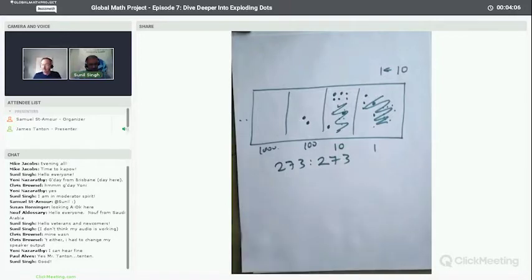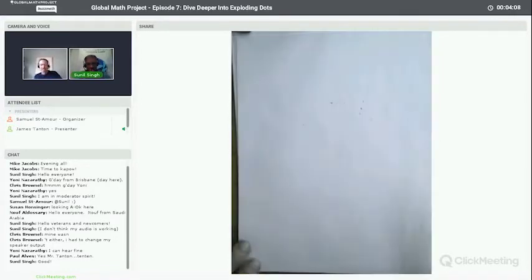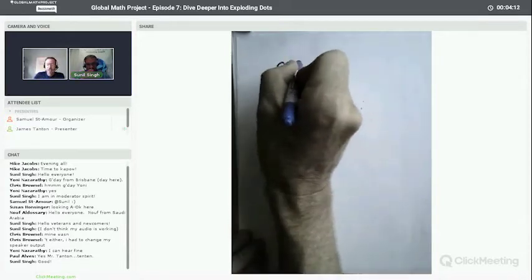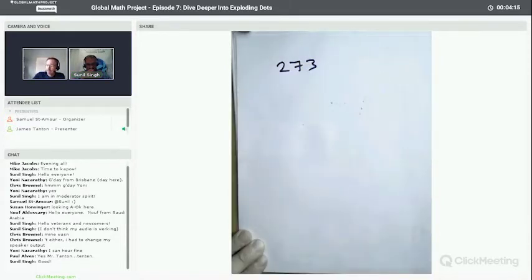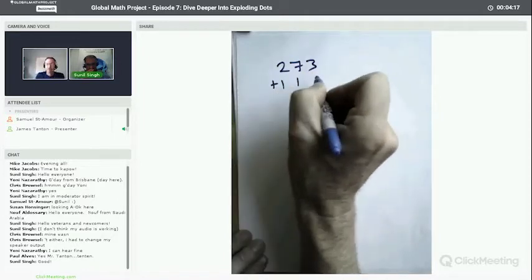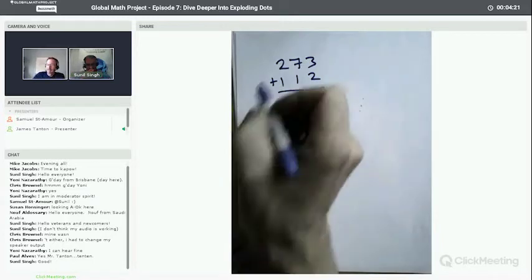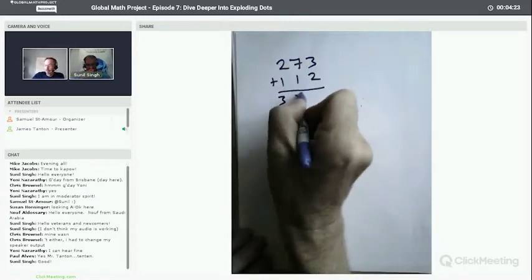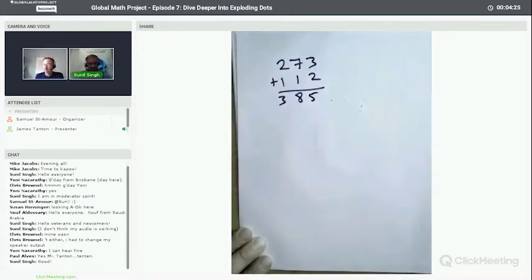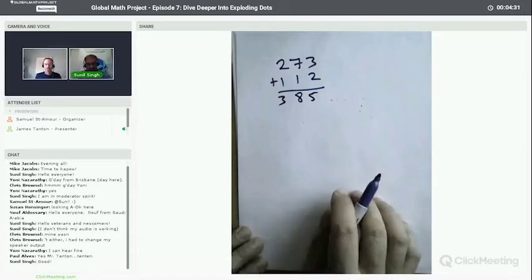All right, so let's look at some arithmetic. Let's go through primary school mathematics. Let's see how it all works in this beautiful visual way. For example, if I did 273 plus 112, that is a very easy problem to do. I know we can do it. 2 plus 1 is 3, 7 plus 1 is 8, 3 plus 2 is 5. Beautiful, 385. And if you watched me do that, you might have just balked at something, because I did something strange.